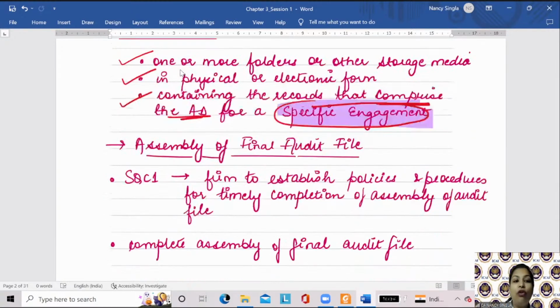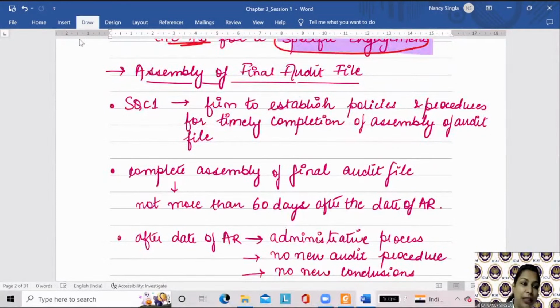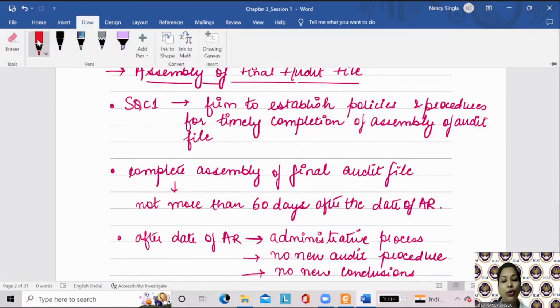Now assembly of the final audit file. Assembly से क्या मतलब है, ये समझ आता है ना? That I told you that audit work has been completed, audit procedures हो गए हैं, audit report भी final हो गई है, but assembly में कुछ time लग सकता है ना. Now what is meant by assembly, है ना? तो पहले ये देखते हैं.